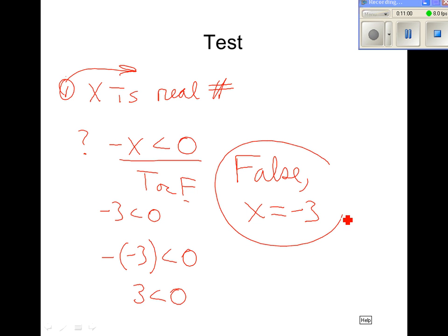What page is this on? Put false, and then you have to give a counterexample. X equals -3. Now, did you have to have -3? No. Give me another counterexample. -2, -5. How about 0? Somebody said 0, I put it earlier. But you put x equals question mark.